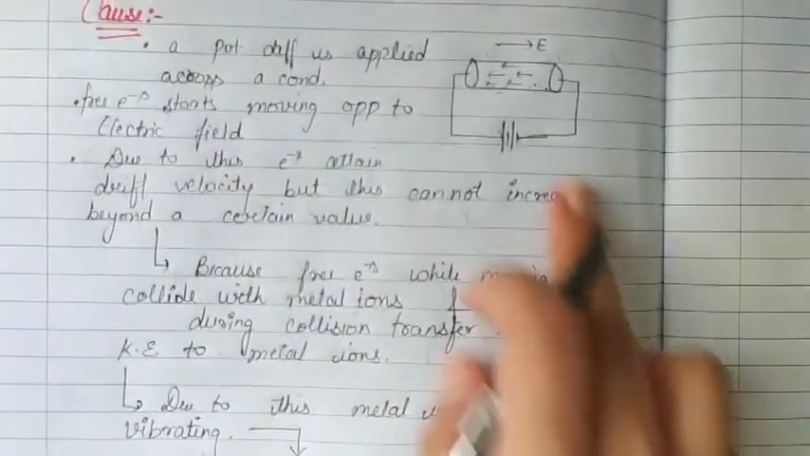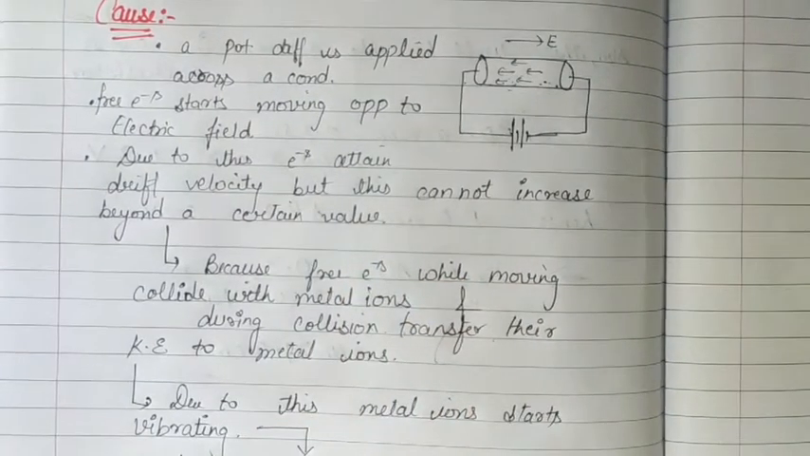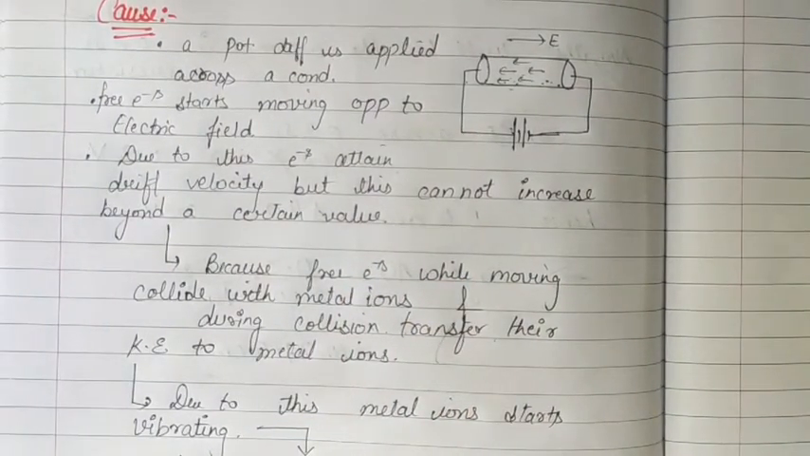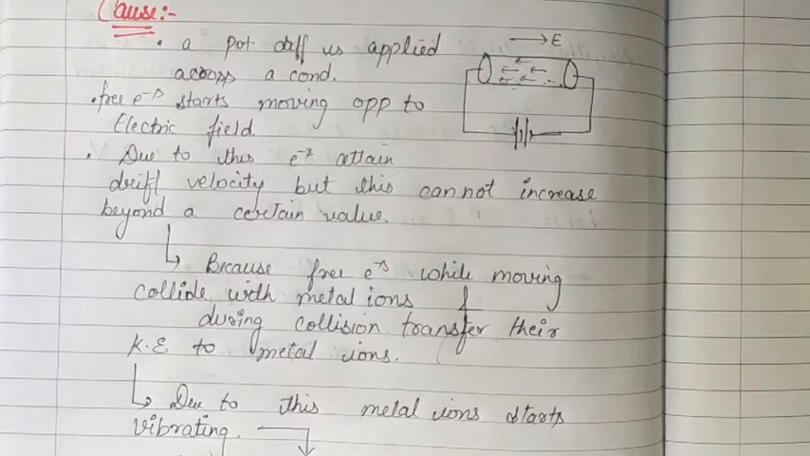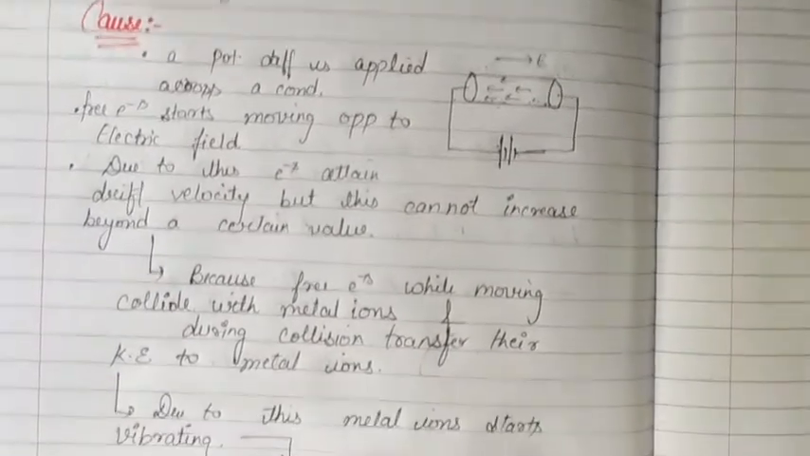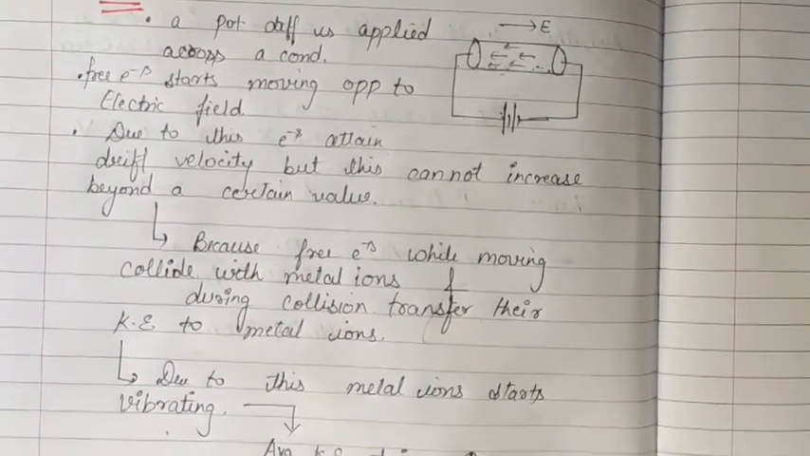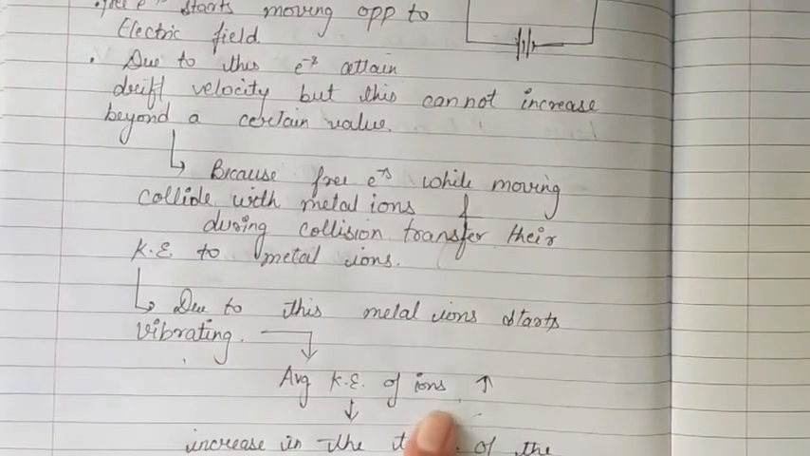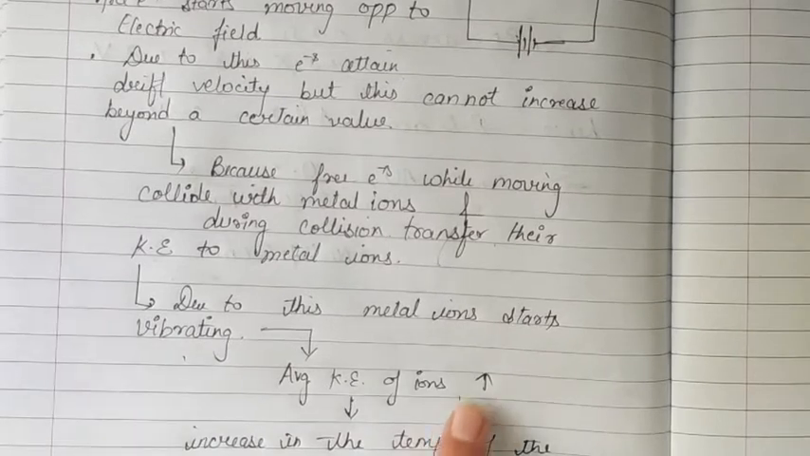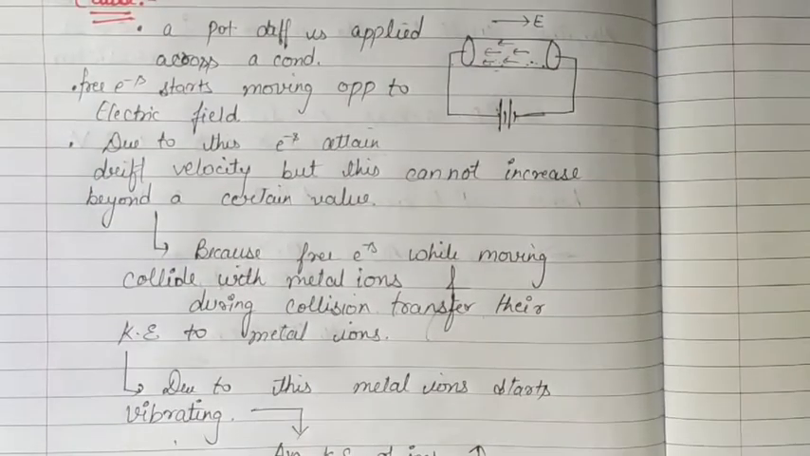So this whole process is called phenomena. This phenomena is called production of heat in a resistor because of the flow of electric current, or heating effect of current. And the reason behind this is the increment in the average kinetic energy of metal ions present in the conductor, right? So this is the heating effect of current.